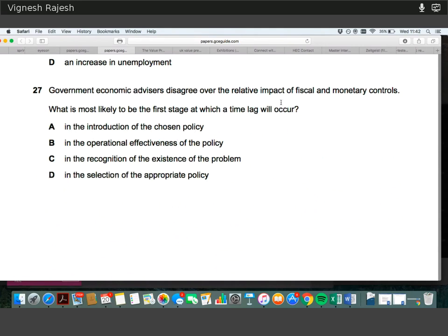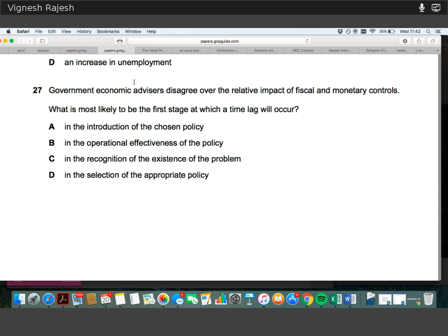27, advisors disagree over the relative impact of fiscal and monetary controls. What is likely to be the first stage at which a time lag occurs? I was quite confused by this question, to be honest. In terms of just pure logic, given that it's talking about a disagreement over the relative impact, the first time lag will occur in the selection of the appropriate policy, because clearly there's no consensus on what the appropriate policy is. So you can see why the answer is D.